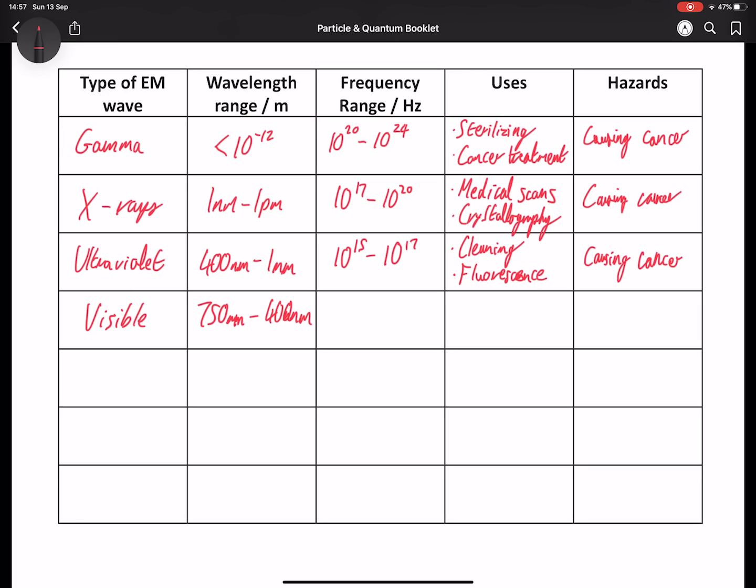So the 400 end will be the violet end, the 750 will be the red. And in terms of frequency, we have a value of around 4 to 7 times 10 to the 14 here.